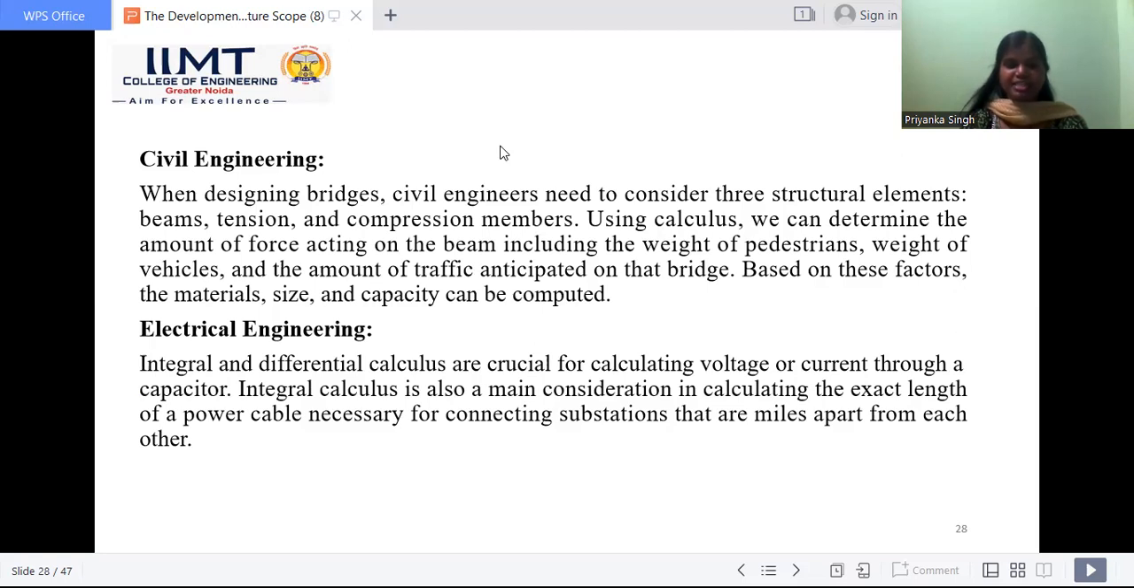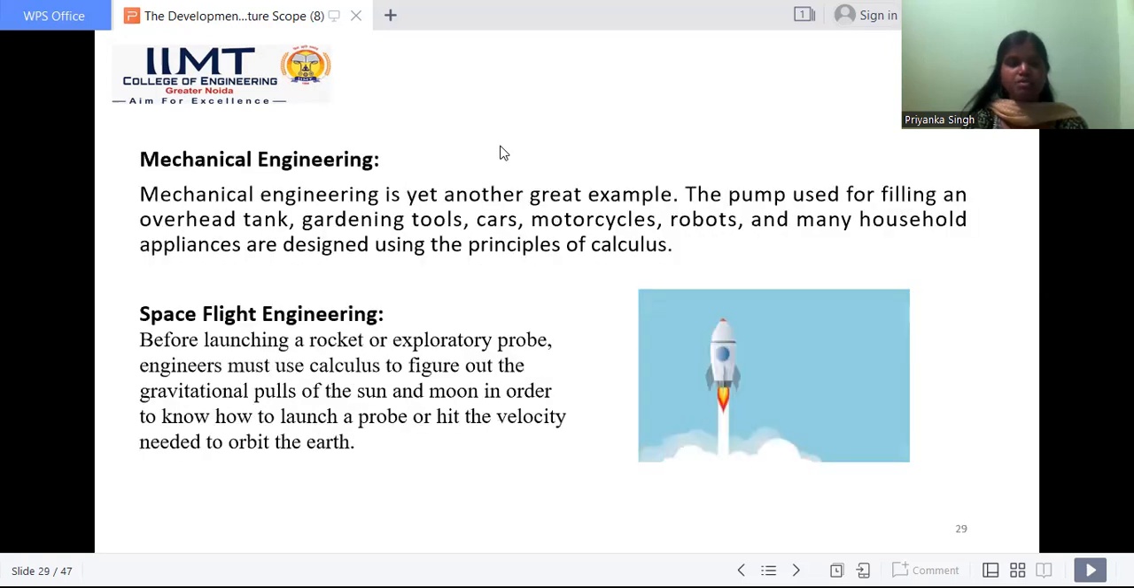Electrical engineering, integral and differential calculus are crucial for calculating voltage or current through a capacitor. Integral calculus is also a main consideration in calculating the exact length of a power cable necessary for connecting substations that are miles apart from each other. Mechanical engineering is yet another great example.